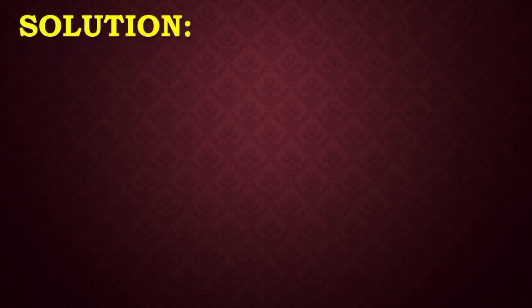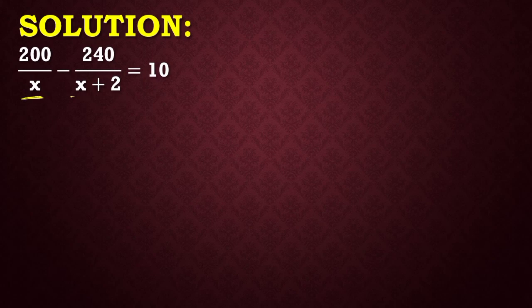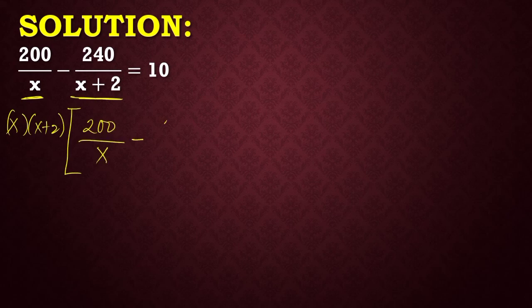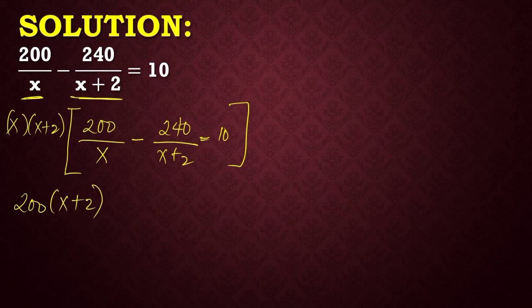So para ma-solve natin yung value ng X, ang LCD nito is X tsaka X plus 2. So, ganito siya, X times X plus 2. Multiply natin siya sa given equation na 200 over X minus 240 all over X plus 2 is equal to 10. So, pag minultiply natin ang LCD sa bawat terms ng equation, sa una, makakancel yung X. So, matitira na lang X plus 2. So, 200 times X plus 2. Sa pangalawa naman, X plus 2 makakancel. So, magiging negative 240X na lang. And then, sa right side naman, 10 times X plus 2.